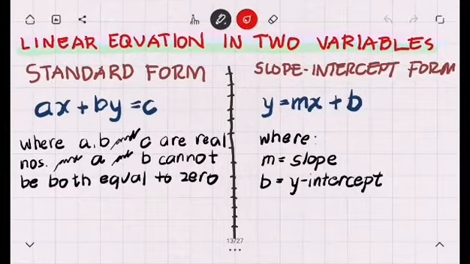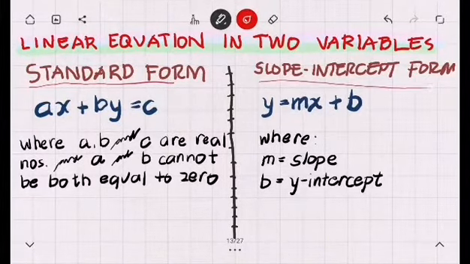So bago tayo mag-umpisa sa ating aralin, balikan muna natin yung naging lesson natin about standard form of linear equation at yung tinatawag nating slope-intercept form. So kadalasan, when we say standard form of a linear equation, it is written in the form of ax plus by equals c. Kung saan yung ating a, b, and c are all real numbers. At yung ating a and b, hindi siya pwedeng maging equal sa 0.